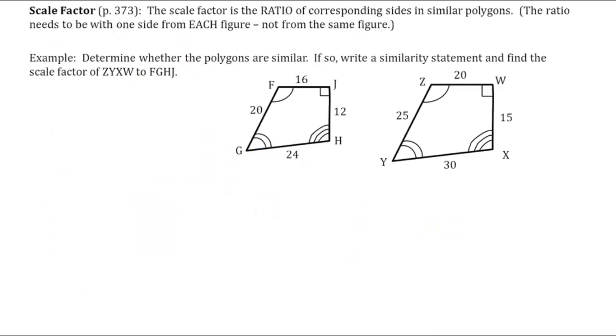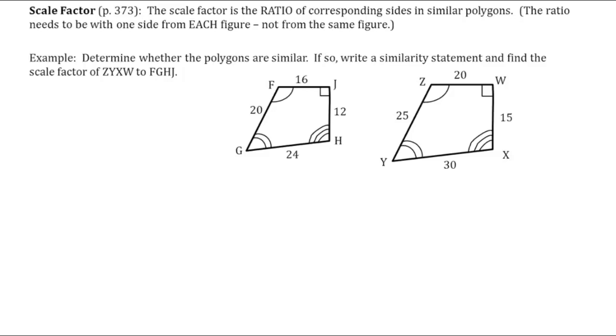Okay, let's look at scale factor here. Now, scale factor, again, you can read about scale factor on page 373. The scale factor is the ratio of corresponding sides in similar polygons. So my scale factor will end up being a ratio, and it will be of corresponding sides in similar polygons. So when we know they're similar, or we may have to prove they're similar first and then come up with the scale factor, which is what we're going to have to do in this example.